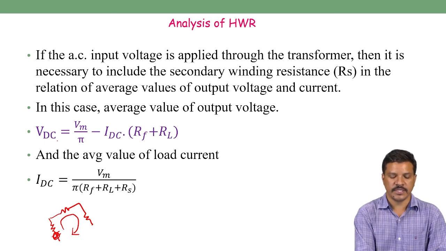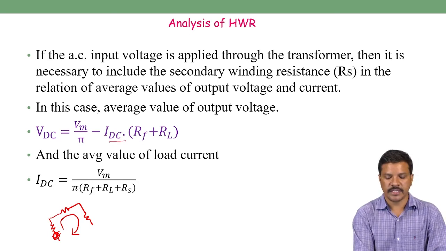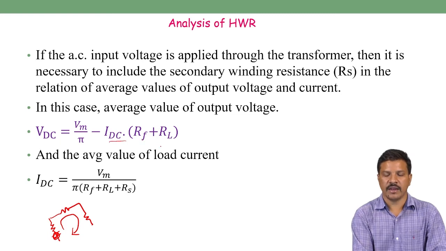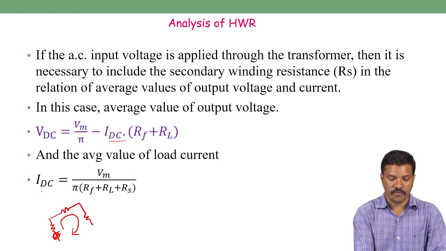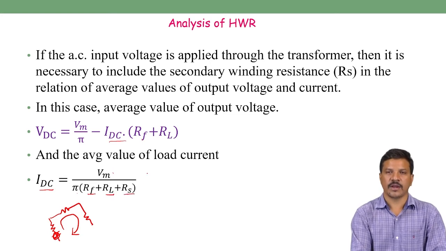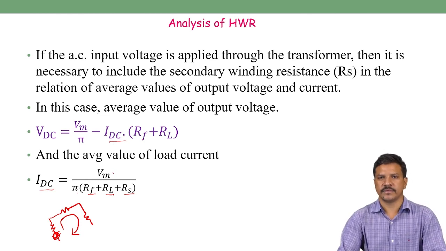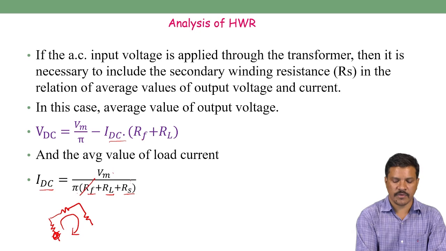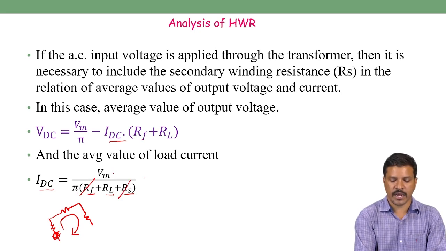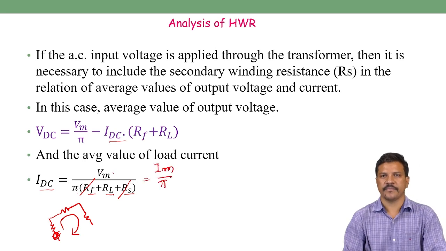Then in this case, the DC voltage VDC is equal to Vm by pi, IDC into RF plus RL. And when we find the average value of the load current, it is Vm by pi into the forward resistance, load resistance, and secondary coil resistance. Simply we can include all those parameters. When we neglect the resistances, IDC is equal to Vm by pi RL. Vm by RL is nothing but Im, so we achieve Im by pi.